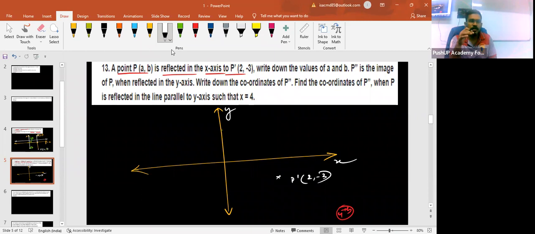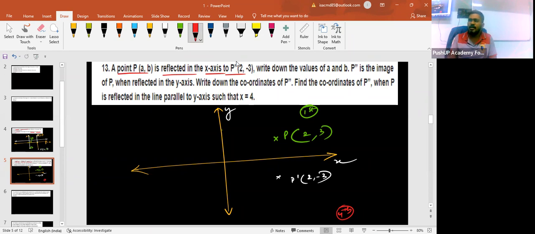So can you tell me, children, if this point P dash has to reach the fourth quadrant after being reflected in the x-axis, I think it should be reflected from the first quadrant, isn't it? Yeah, very good. So if it is in the first quadrant, your coordinates of P should be 2 comma 3. Very good. Now they are asking you to write the values of a and b.